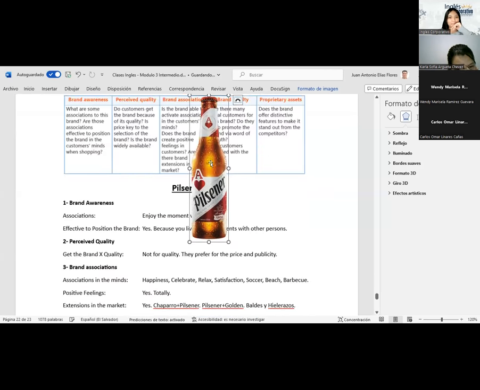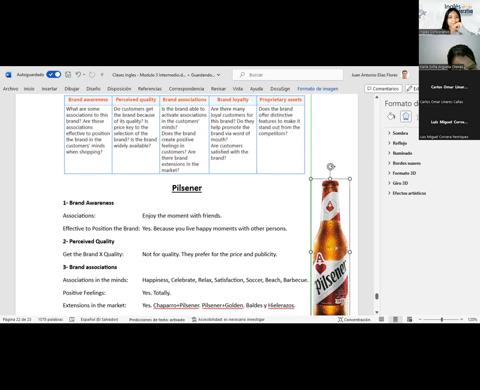Why a beer? Like a meme. Excusas para beber.